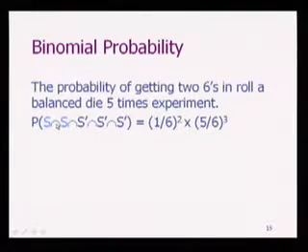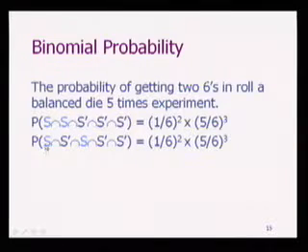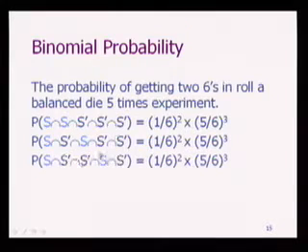But there are other possible outcomes that are 2 sixes. You could have the first time 6, then not 6, then 6, then not 6, and not 6. That's another situation. What's the chance for that to occur? You have 2 factors of the probability of 6 and 3 factors of the probability of not 6, so the chance is the same. The chances of these outcomes occurring are the same.